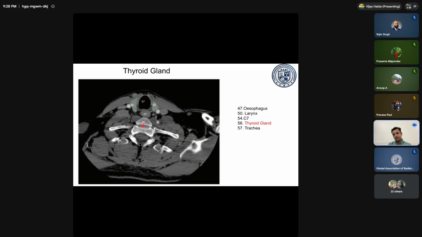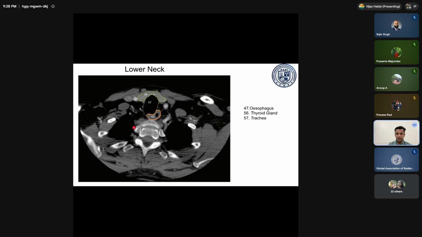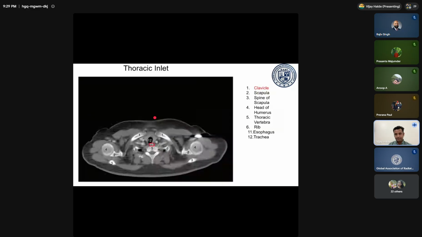We are able to see the rotation of the patient. So the trachea still maintains the air-filled appearance. This is the thyroid gland. This is the esophagus. You can see. So these three provide important landmarks during image verification. This is the lower neck part of the head and neck anatomy.